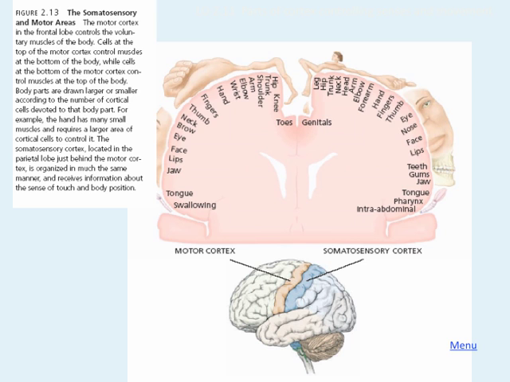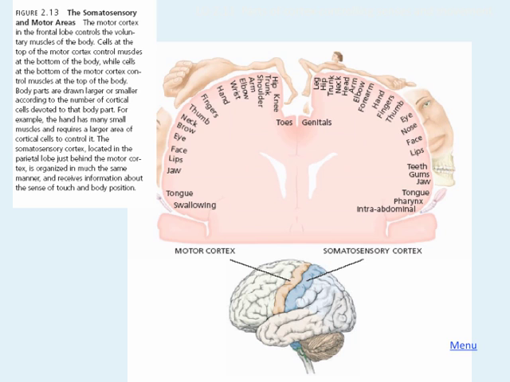Okay? Body parts are drawn larger and smaller according to their cortical cells. So the larger the pictures are, the more powerful control this part of the body has. It requires a larger area to control. So you'll notice that our toes have very little cells, or very little bit of a picture drawn on there. That's because we don't really have that much control over our toes. But you'll see our fingers, thumb, and hand are very large compared to other aspects, so we have a large amount of control.